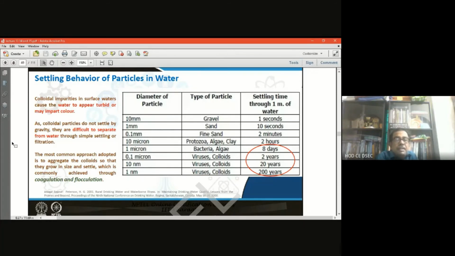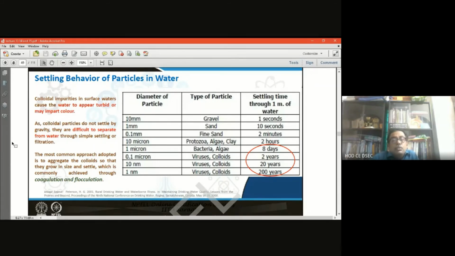A 10 millimeter particle, say the example is gravel, takes 1 second to settle. Fine. A 1 millimeter particle, a classic example being sand, takes 10 seconds to settle in 1 meter of water. Suppose we take a beaker of 1 meter of water, then it will take 10 seconds to settle that sand particle of size 1 millimeter. Fine sand, which is 0.1 millimeter, will settle in 2 minutes.